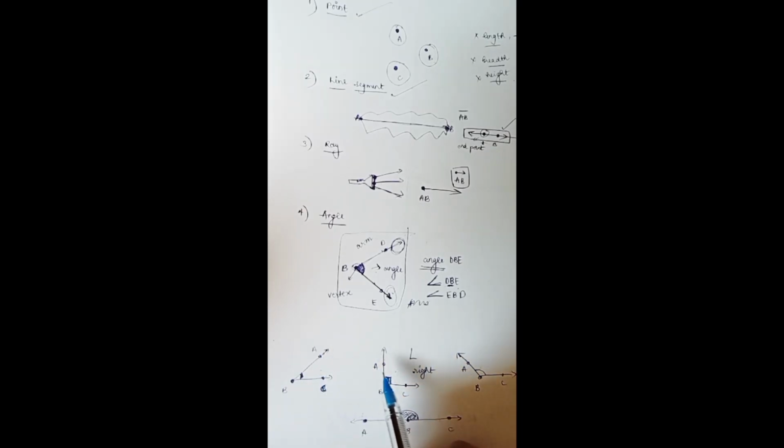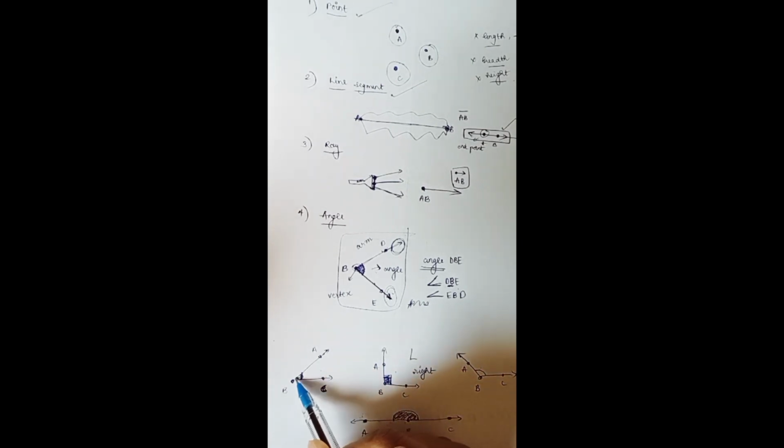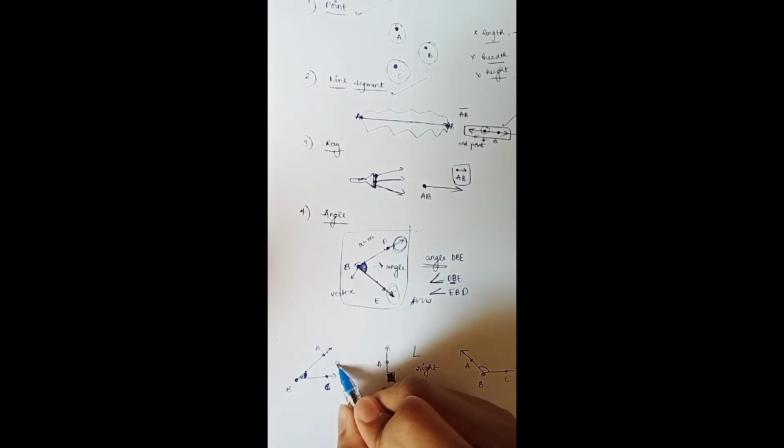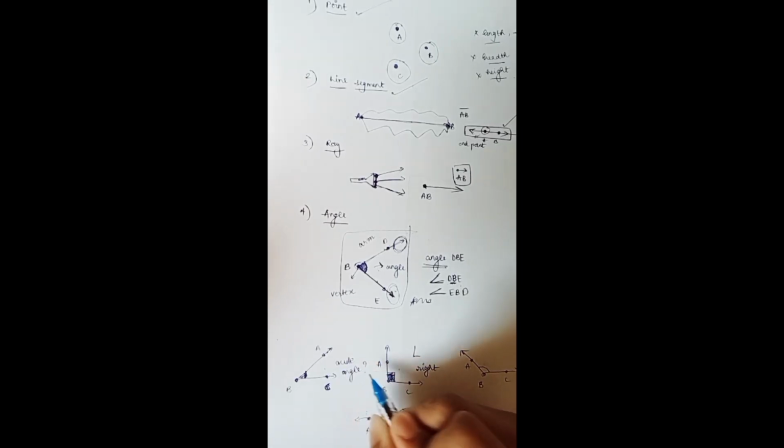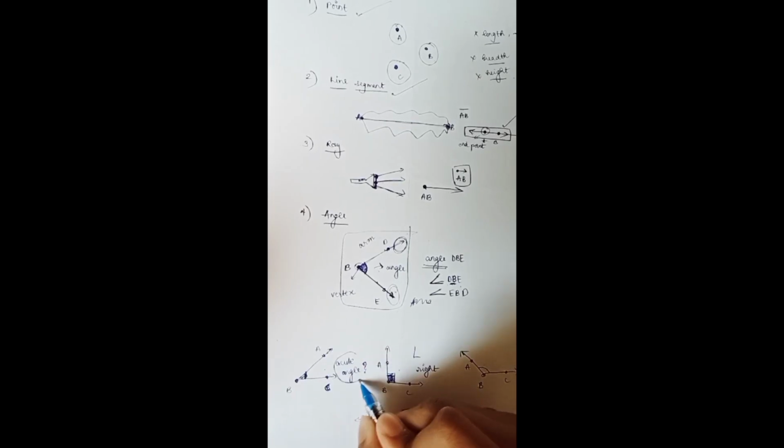Now look at this diagram. In this diagram, the arms are closer to each other compared to the right angle. So whenever the angle is less than a right angle, the one formed in an L shape by the arms, this diagram is called an acute angle.